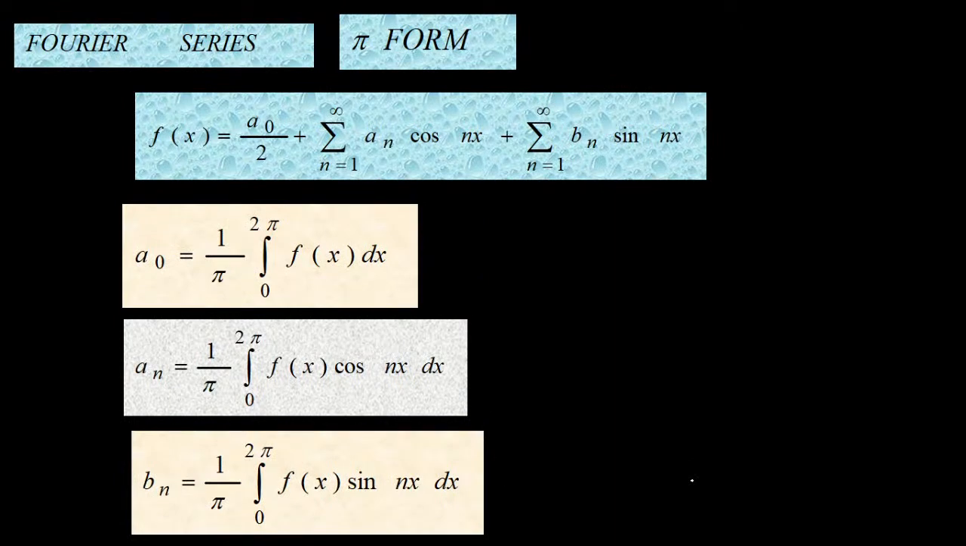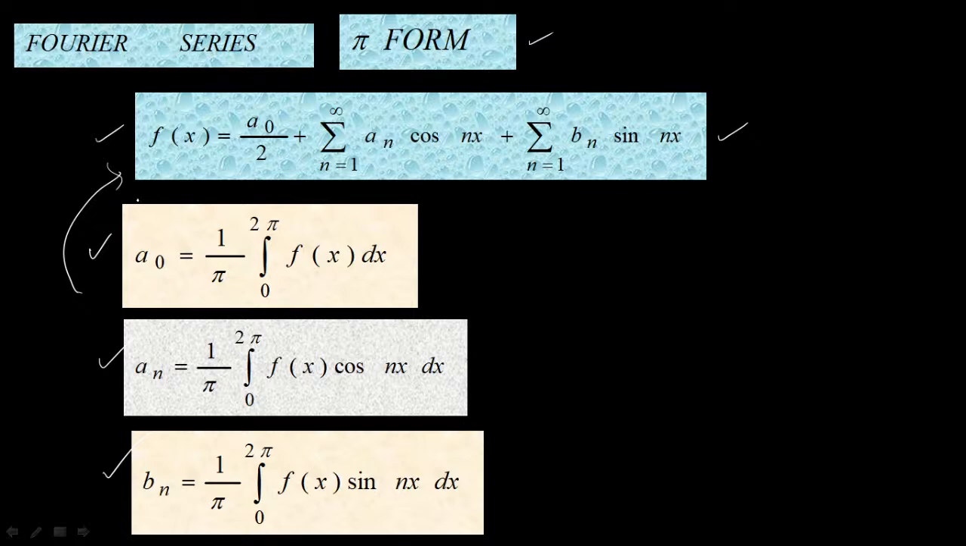Before that, I will just give you a short hint about Fourier series in pi form, how we are going to express it in terms of pi form and how we calculate the Fourier coefficients. Okay, so Fourier series in pi form can be represented as f of x is equal to a naught by 2 plus sigma n varies from 1 to infinity a n cos nx plus sigma n is equal to 1 to infinity b n sin nx. Here a naught, a n and b n are all constants. So by making use of Euler's formula, you calculate the Fourier coefficients a naught, a n and b n, and substituting these values in f of x gives you the Fourier expansion of the given function.